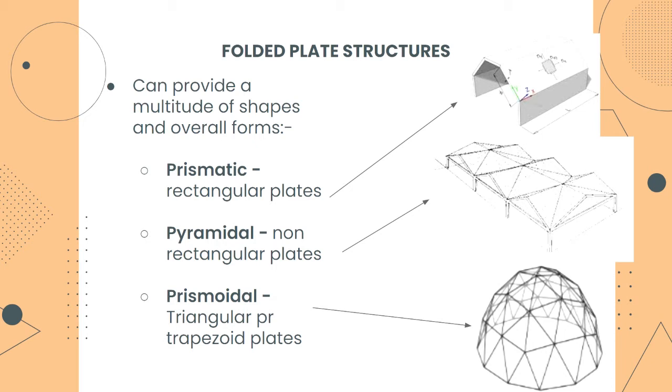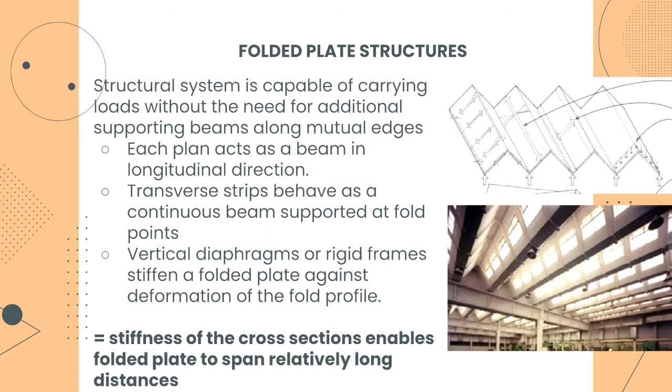So prismatic is the rectangular plates, and then the pyramidal is non-rectangular plates or pyramid, and then prismoidal is triangular or trapezoid plates. Such a system is capable of carrying loads without the need for additional supporting beams along mutual edges.